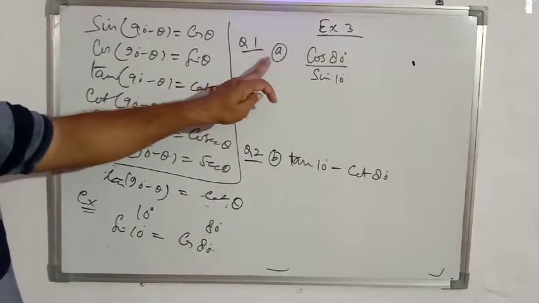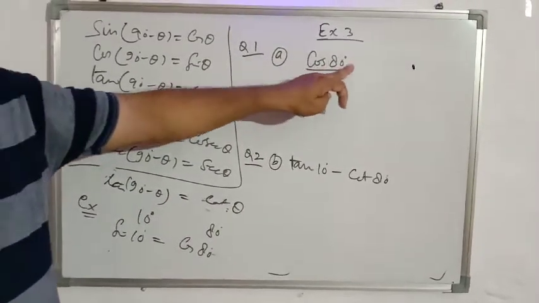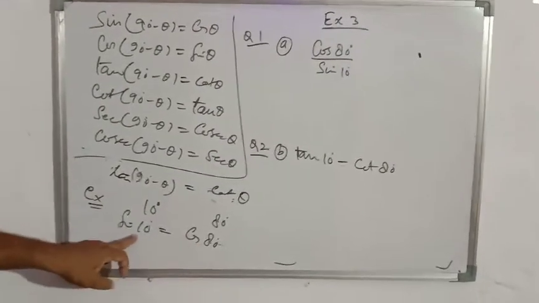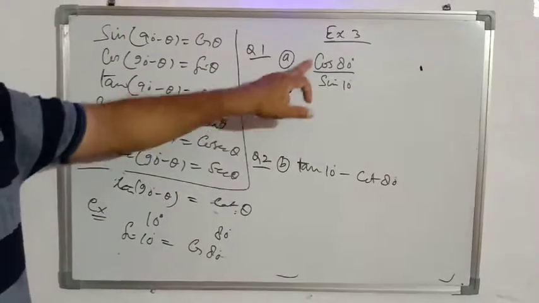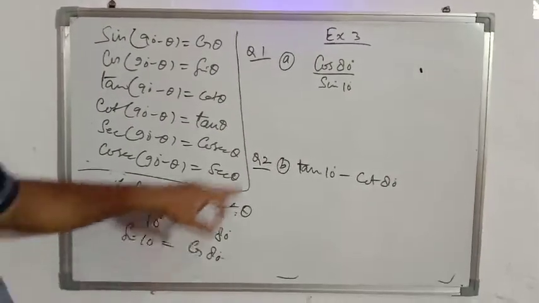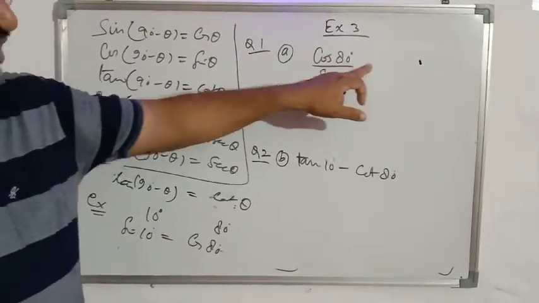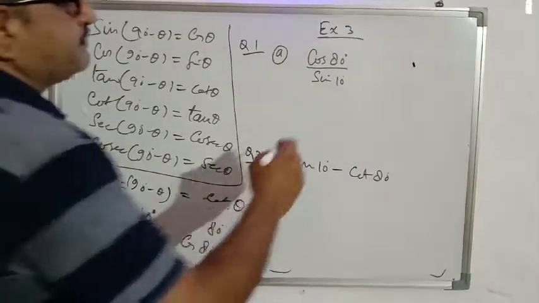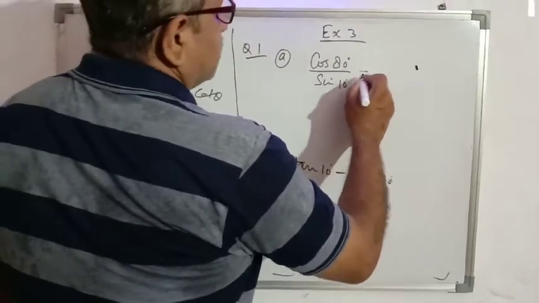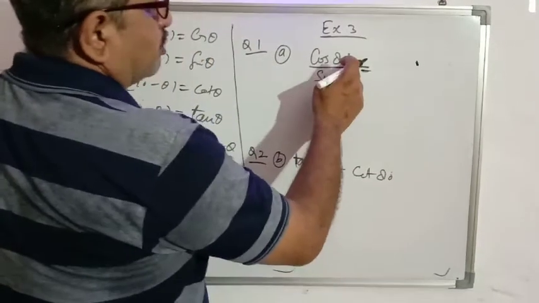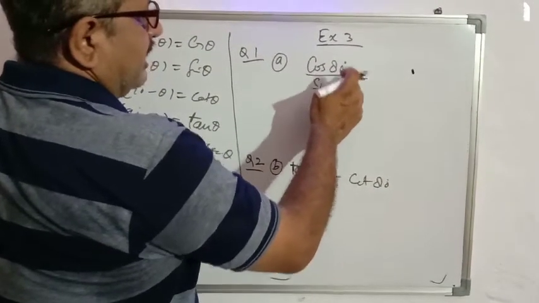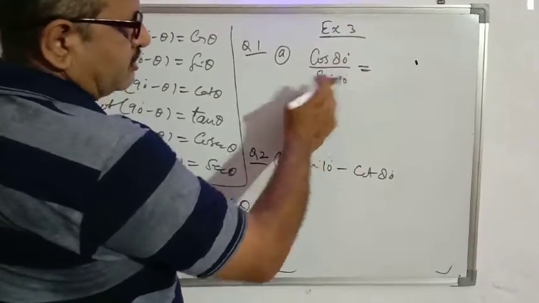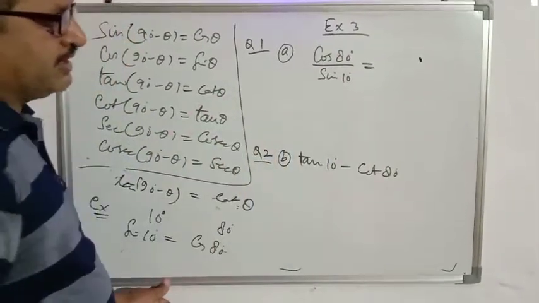See question number 1, A part: cos 80 divided by sin 10. We know that cos 80 and sin 10 both are equal, so we can cancel both. The answer will come 1. So how will we do it? Both angles are complementary: 80 plus 10 is equal to 90. It means both are complementary angles.